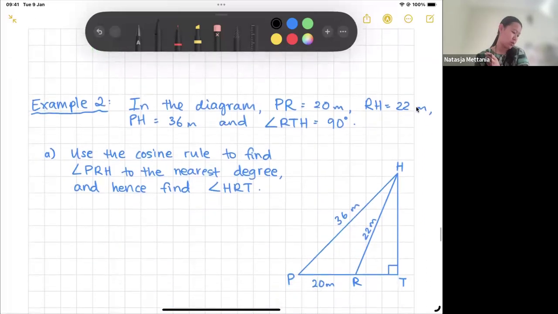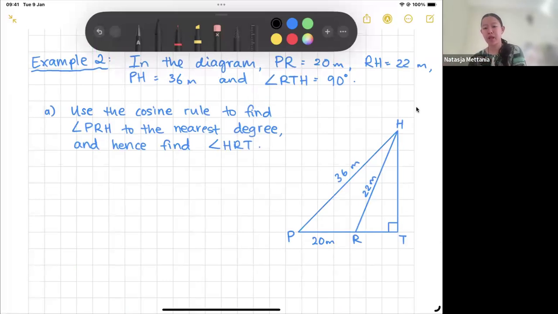Okay, so example number 2, it says in the diagram, the line PR is equal to 20 meters. The line RH is equal to 22 meters. PH is equal to 36 meters, and the angle RTH is equal to 90 degrees. If you don't remember, when it talks about angle RTH, the angle that is supposed to be 90 degrees is the letter that is in the middle between the three. So in this case, angle T should be 90 degrees, as you can see here.